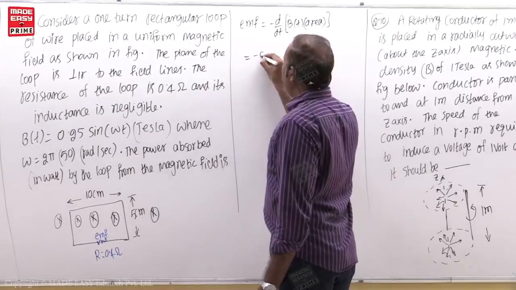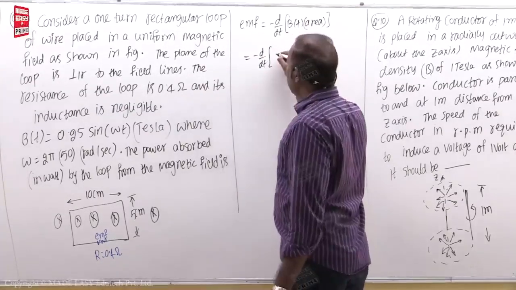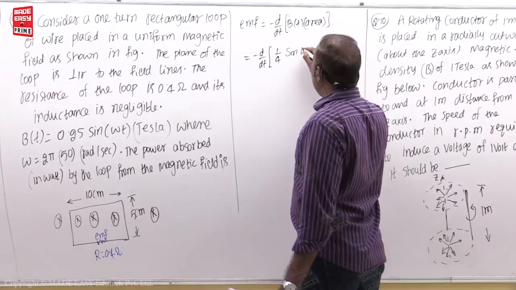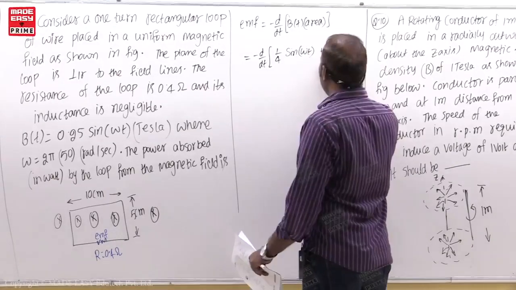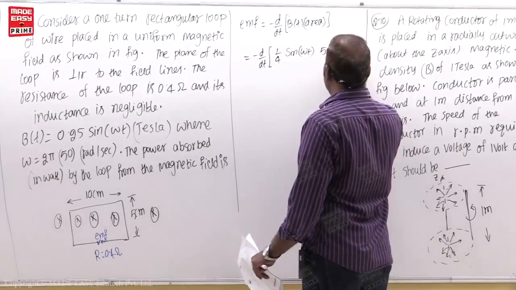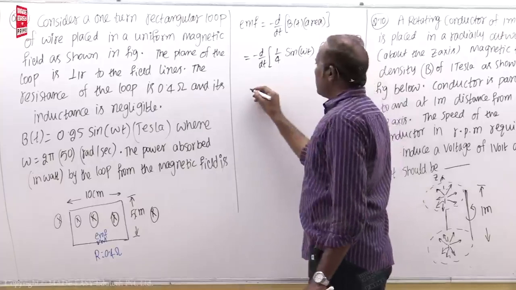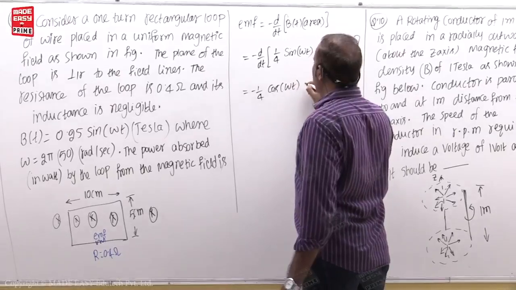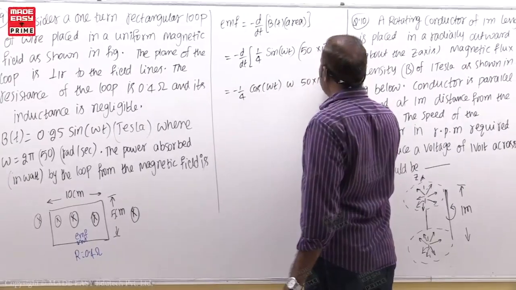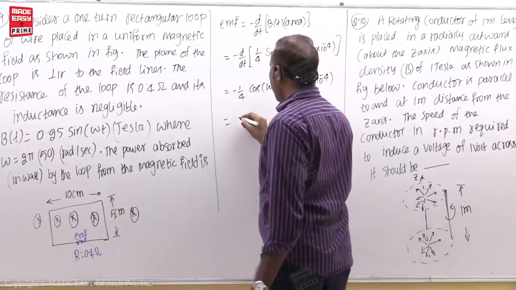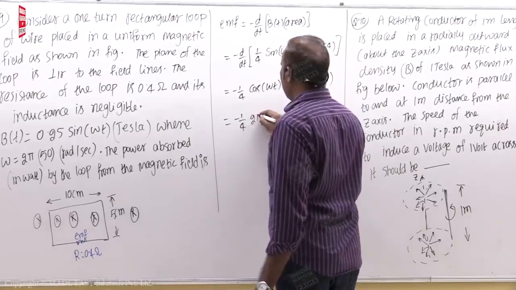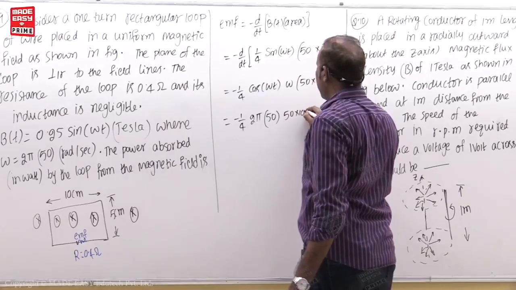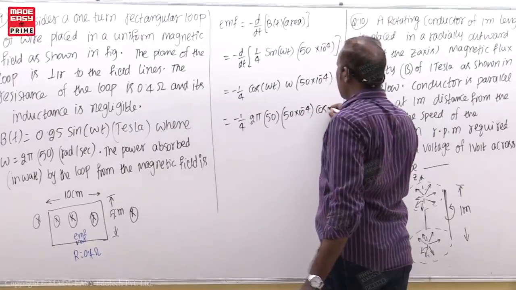Now that is nothing but minus d by dt. Here B of t is 0.25, that means 1 by 4 sine omega t, into area, which is 10 into 5, 50 centimeter square, that means 50 into 10 to the power minus 4. So that is minus 1 by 4 d by dt of sine, which is cos omega t into omega, 50 into 10 to the power minus 4. So that is equal to minus 1 by 4, omega is 2 pi f, given as 2 pi into 50, then 50 into 10 to the power minus 4, and ultimately you have cos omega t.